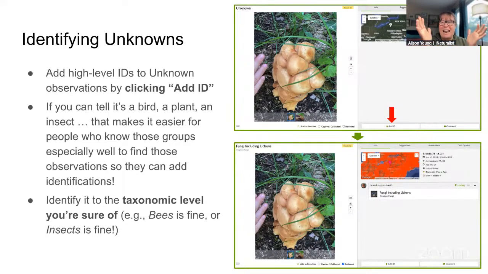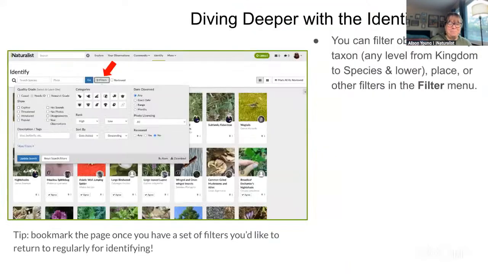So going in and adding even super high level identifications to unknown observations is hugely important and is something that everybody can do. You can always skip ones that you're not sure of, but if you can say, I know this is a plant, I know this is a reptile, I know this is an insect, I know this is a mushroom or a fungus, that is super helpful and something anybody can do.